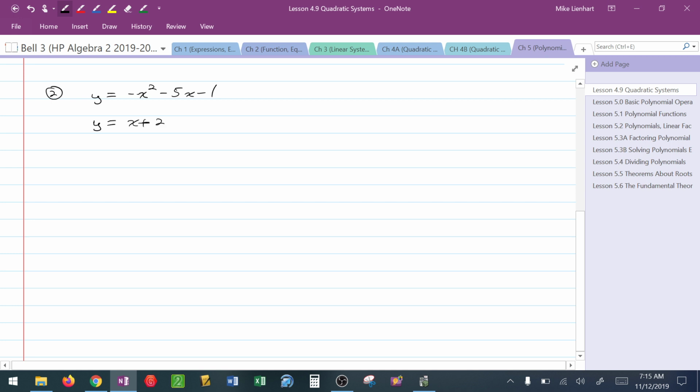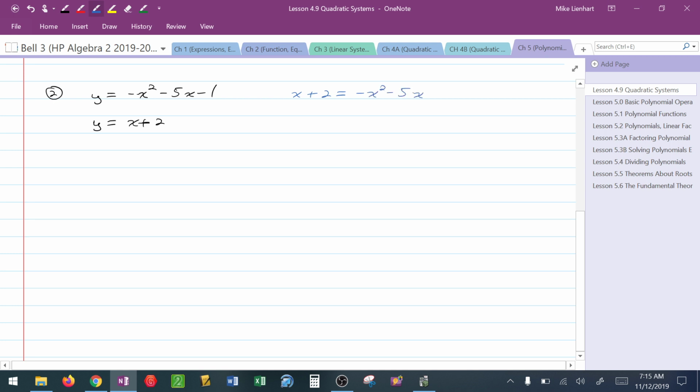Again, I'm looking at a quadratic linear system. I'm anticipating two points of intersection. There could be one, there could be none. Remember, if there are none, then there is no solution because they don't cross over each other. So I'm going to use substitution. I'm going to plug the x plus 2 in for y into the top equation.